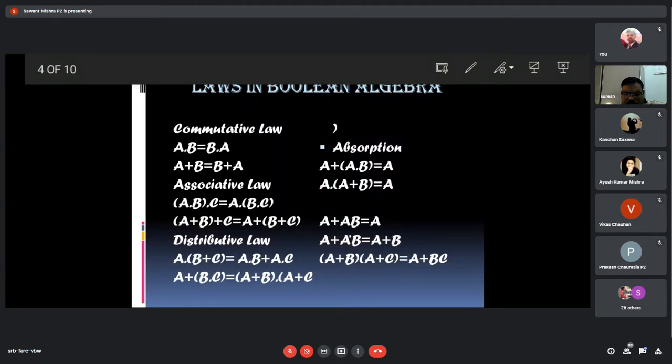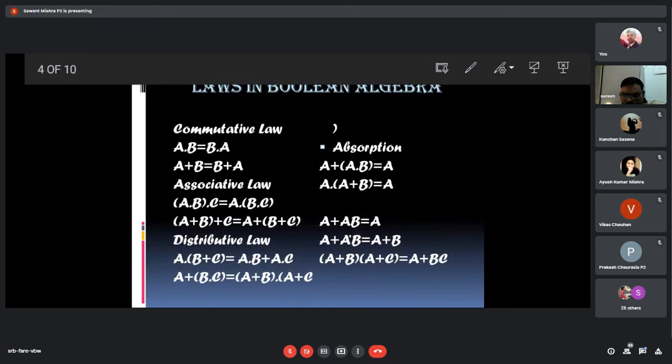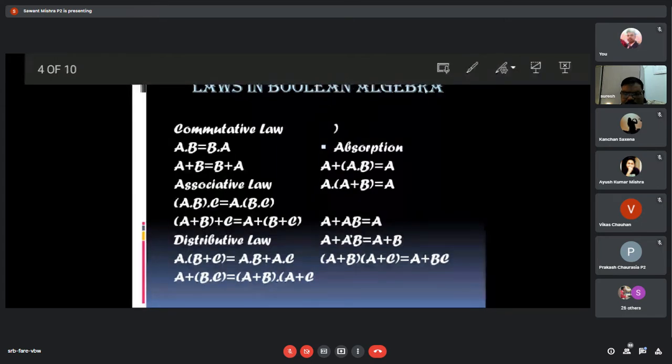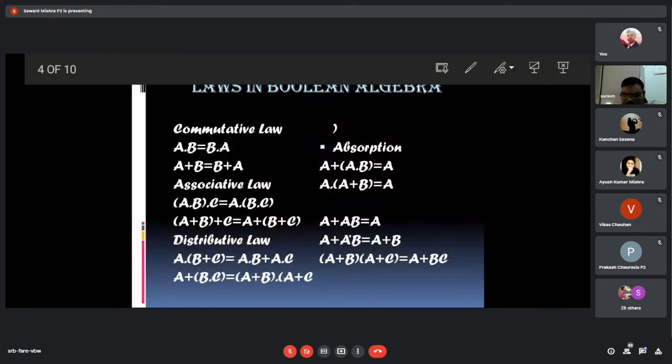According to the associative law, (a dot b) dot c is equal to a dot (b dot c). The second part of the associative law is that (a plus b) plus c is equal to a plus (b plus c). Now in the distributive law, a dot (b plus c) is equal to a dot b plus a dot c, and the second part of the distributive law is a plus (b dot c) is equal to (a plus b) dot (a plus c).